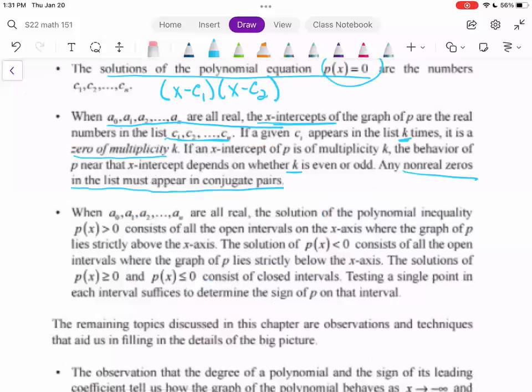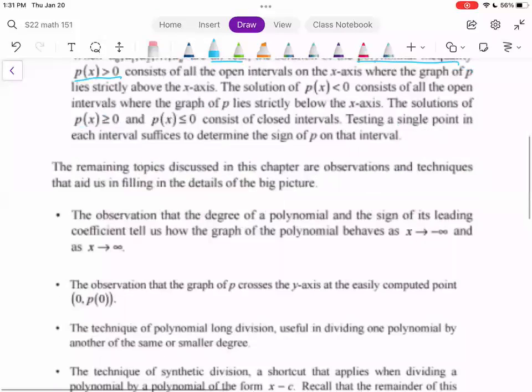When these coefficients are all real, then we can use the ideas of the polynomial inequalities that we talked about before, where we test the point in the interval, see that it makes the statement true, and then everything within that interval is going to make the statement true. The rest of the things we discussed in this chapter are the techniques and the observations that we can use to create the big picture of these polynomials.